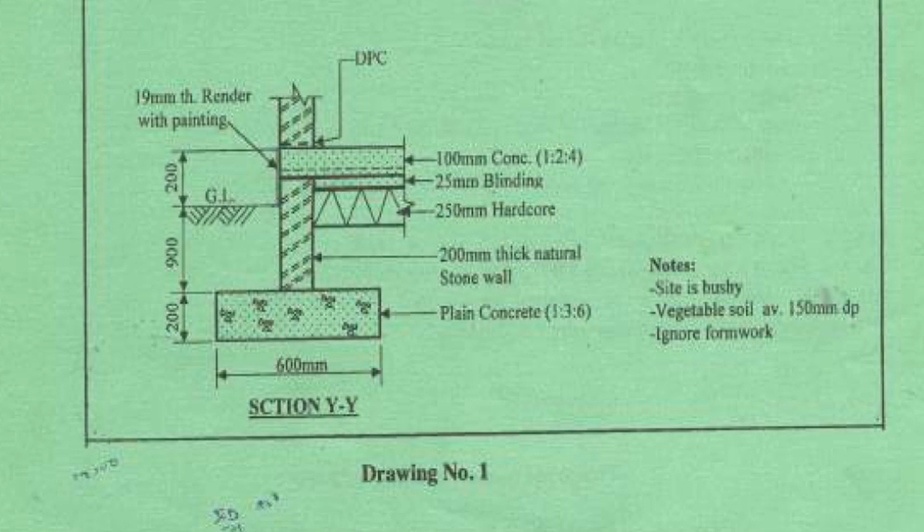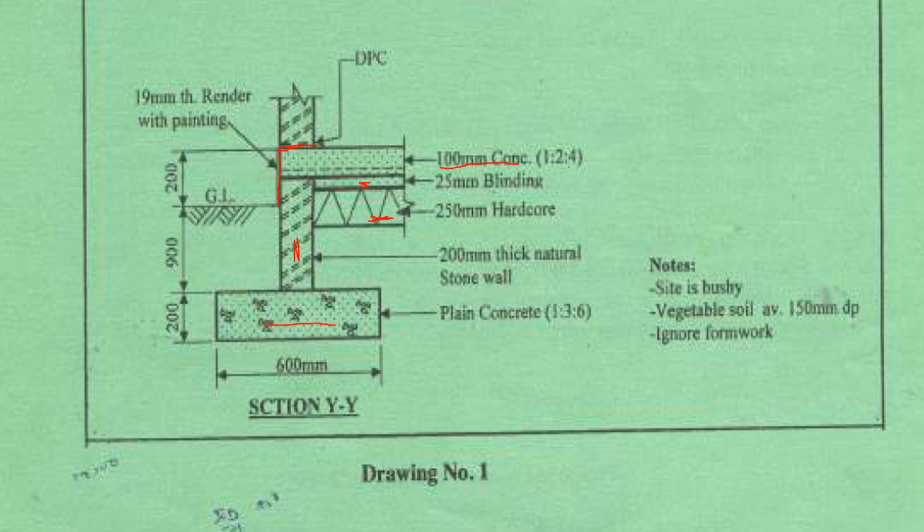We are told we have the DPC. The DPC is here. It's usually below the wall. Then we have 19 millimeters thick rendering here. Then we have 100 millimeters concrete, ratio 1:2:4. Then we have 25 millimeters blinding to 50 millimeters hard core. We can see it here. This wall is 200 millimeters thick natural stone. Then we have the plain concrete down here.